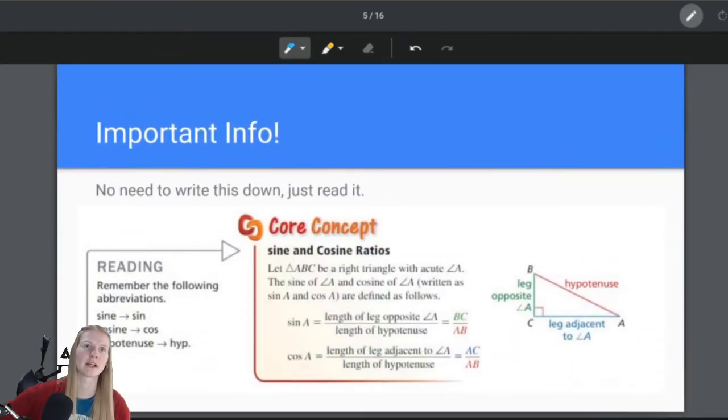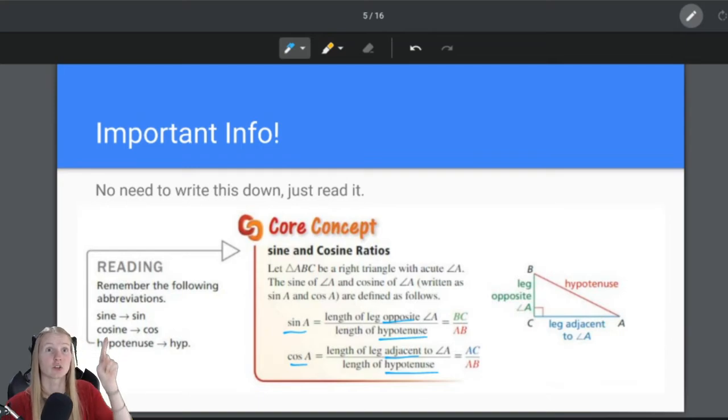Important info. You don't gotta write this down. We already wrote this down. We're just gonna go over it. What this says is that sine is opposite over hypotenuse, and cosine is adjacent over hypotenuse, which is what we just learned. So, yay, we learned it correctly. Other takeaways from this picture are these abbreviations right here. Sine is abbreviated as sin, cosine is abbreviated as cos, hypotenuse is abbreviated as HYP.